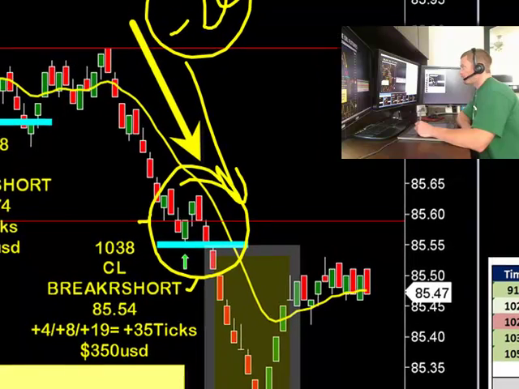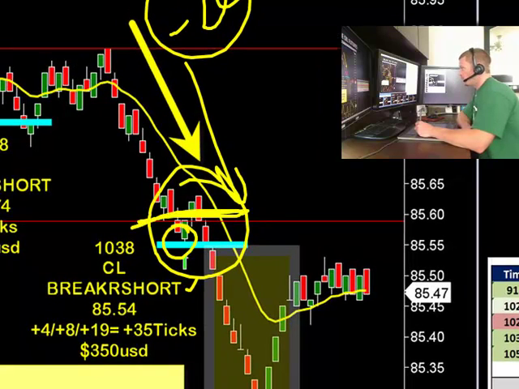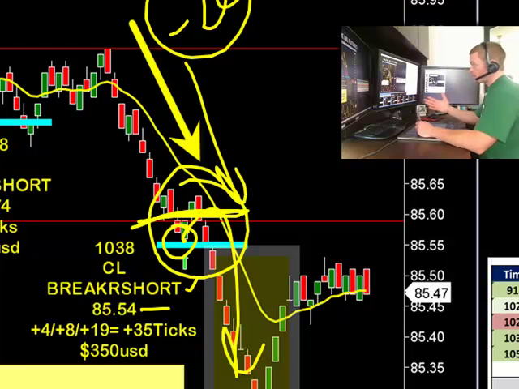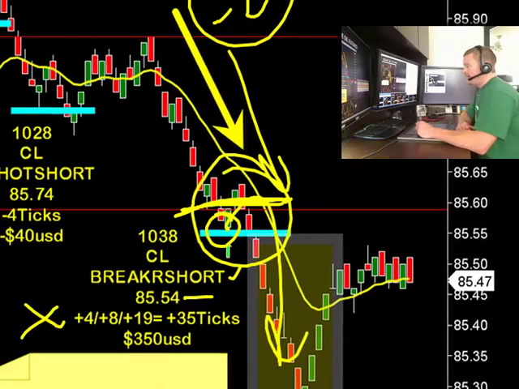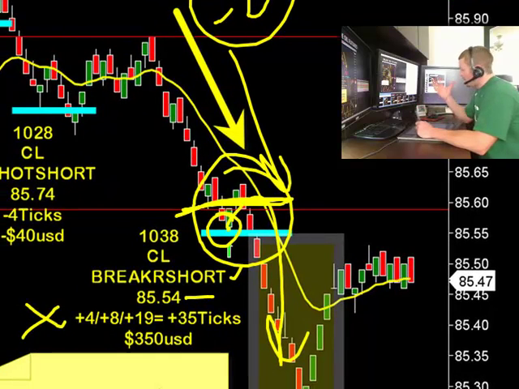Short-term trend comes down, breaks below the red line, makes our swing low. We break below that swing low. 54 was the fill. Nice big winner here, right? +4, +8, +19.